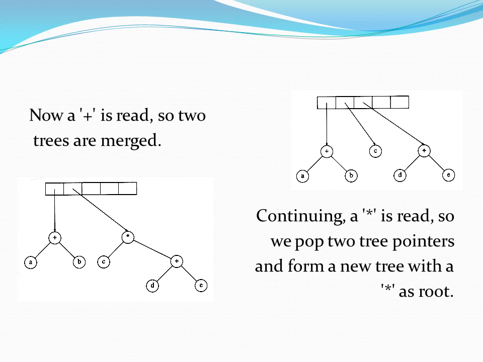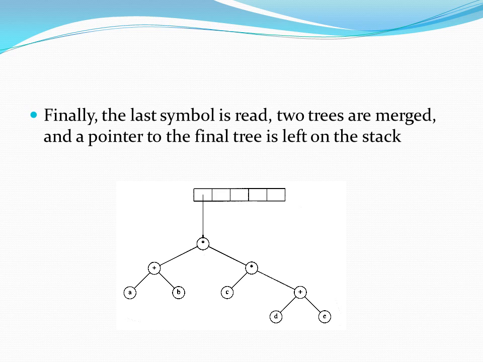Then the star is read. Again star is an operator, so you have to pop two pointers, c and the subtree d plus e, and create a tree. Finally the last symbol star is read, so we have to pop two pointers and create a tree. This forms the expression tree. Here all the leaf nodes contain variables, the internal nodes contain operators.